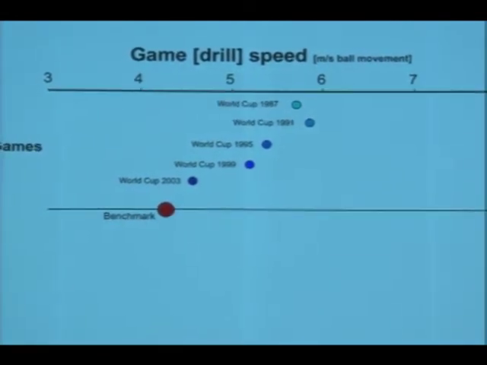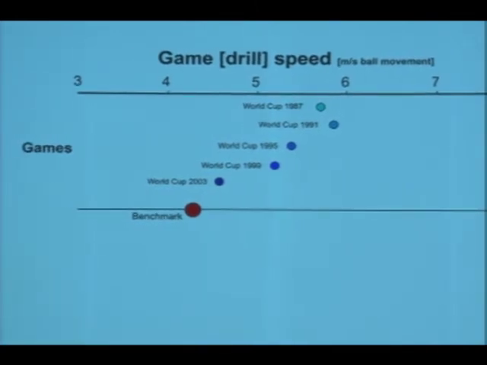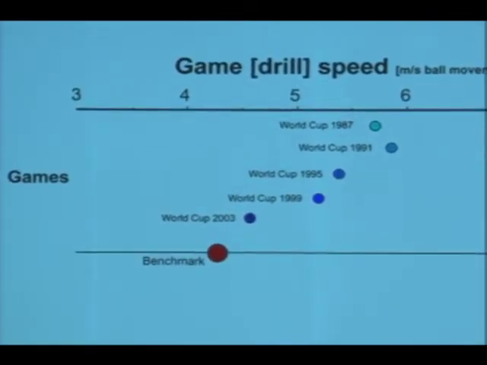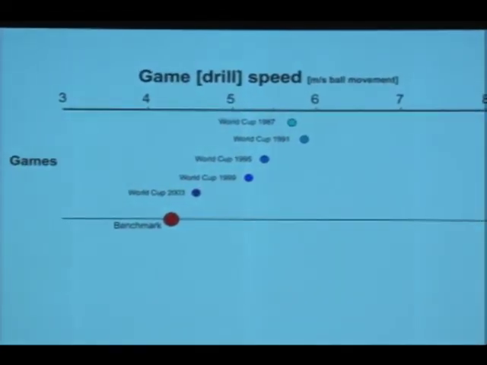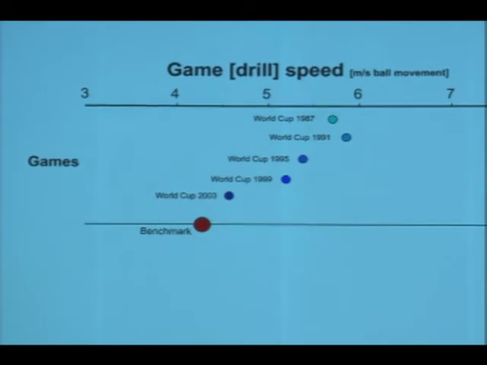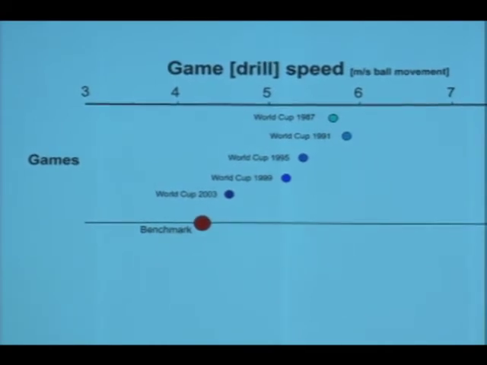So the first thing we notice that's different to soccer and different to AFL is that the speed of the ball has gone the other direction. So the speed of the ball, the general movement of the ball in rugby union has slowed.